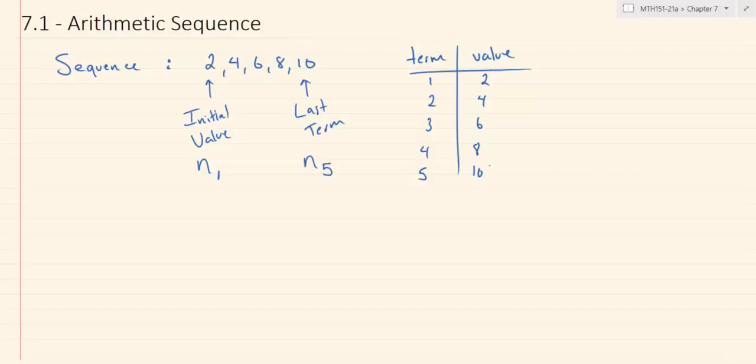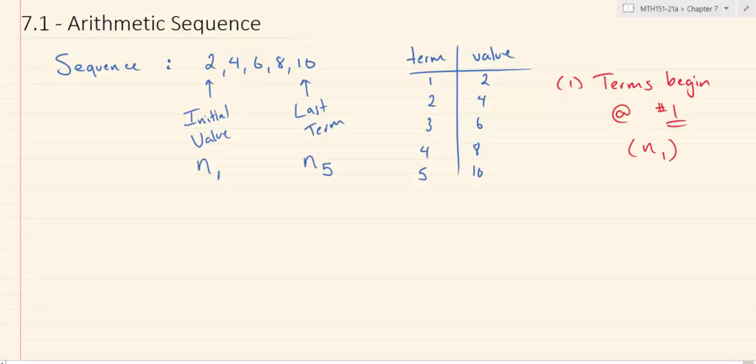So there actually is a pattern to these terms, and this is the other thing that a sequence talks about. A sequence has sort of 2 conditions. Condition number 1 is that your terms begin at 1. So you always start at number 1. So n sub 1 is always going to be your first term. And then the second condition is that these terms increase in increments of 1. So you have n sub 1, followed by n sub 2, followed by n sub 3, and so on.